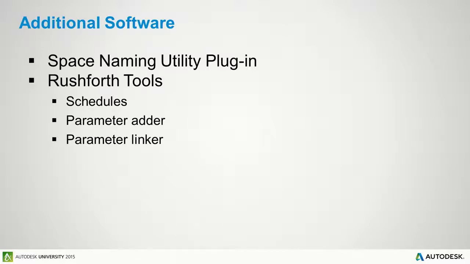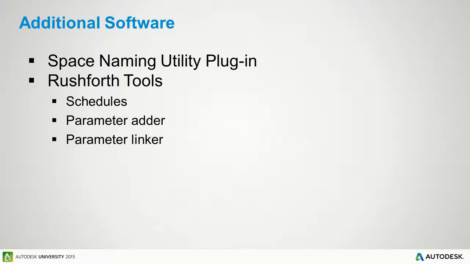But with Rushforth, I can take that schedule, export it to Excel, then I can use the functionality of Excel: type it in the first one, drag it all the way down, and import it back into Revit. So now what would take me 20 minutes took me 2. I updated 150 sheets in one pass.